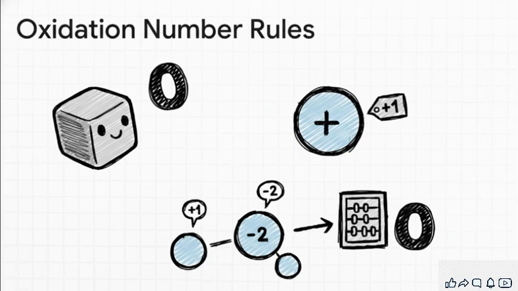Makes sense. Then you've got your usual suspects like oxygen and hydrogen, which usually have a set number. But these last two are the big ones, the ones you'll use all the time. If you have a neutral compound, all the oxidation numbers have to add up to 0. And if you have a polyatomic ion, they have to add up to that ion's charge. That's the key to the whole system.